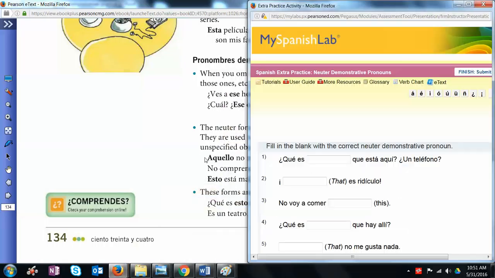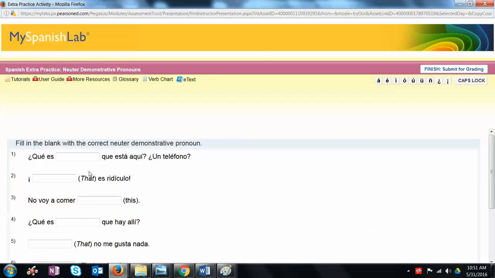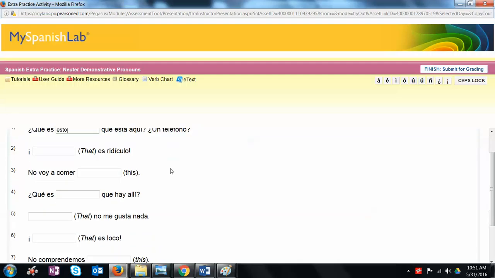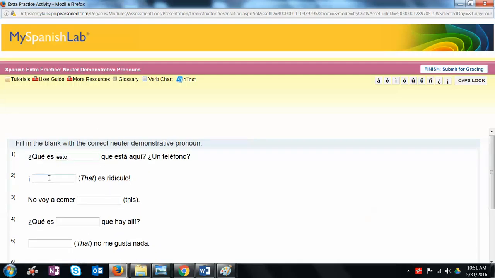So here would be some examples. ¿Qué es blank que está aquí? Un teléfono, you'd say, ¿qué es esto? What is this? You don't know what it is, you think it might be a telephone, but you would use the gender neutral. Blank es ridículo. So you'd be like, that story that somebody told you. Maybe Justin Bieber went to jail, or Justin Bieber got a tattoo on his face. You might say, that's ridiculous. The idea that he got a tattoo on his face is ridiculous. So it would be gender neutral. So you'd say, eso es ridículo.